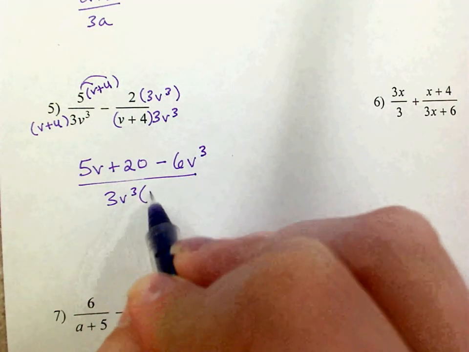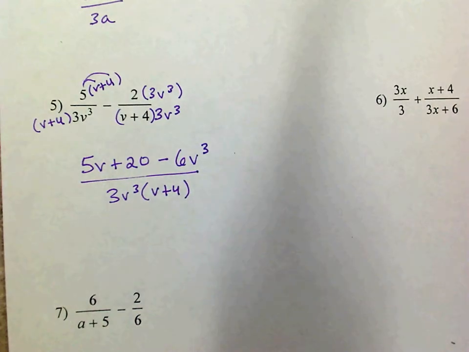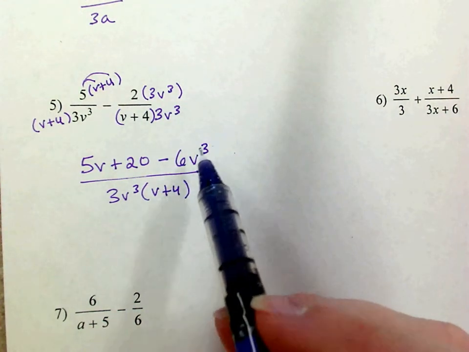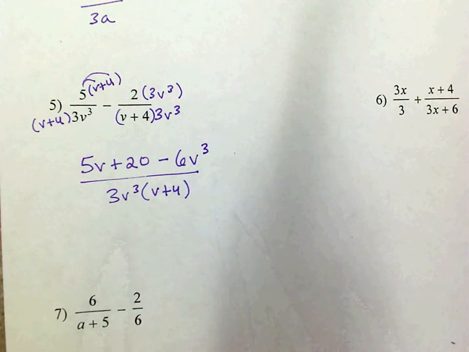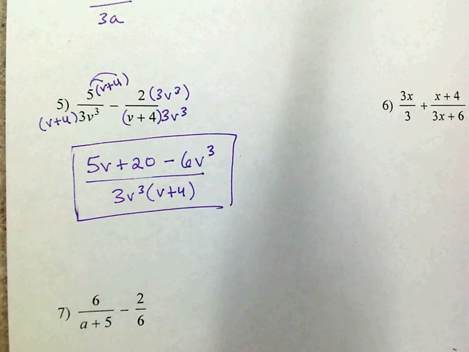Is there anything that simplifies? Well, okay. Remember, I'm subtracting, so I can't cancel out b cubes. I could try and factor if this is a squared, but since it's a cube, I think I'm done. Nothing I can do. Could you distribute the denominator? You could. You don't have to, but you could. That would be 3b to the 4th plus 12b cubed.